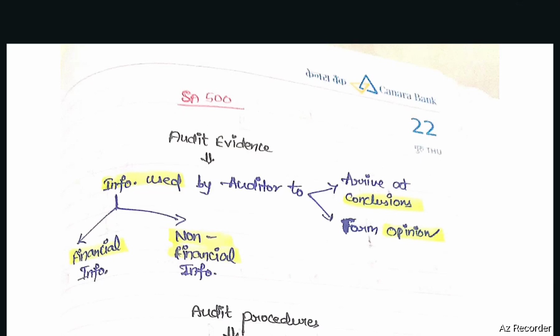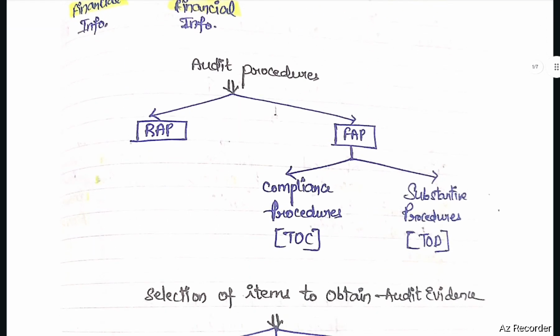SA 500 Audit evidence. Audit evidence means information used by the auditor to arrive at conclusions and form opinion. Information is of two types: financial information, non-financial information. Audit procedures. There are two types of audit procedures: risk assessment procedure, further audit procedures.